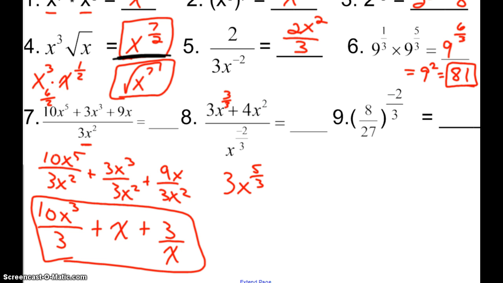Dividing the second part of the polynomial functions, if I take the x squared and the x to the negative 2/3 power and I subtract them, I can think of x squared as 6/3. So it would be 6/3 plus 2/3, which would give us 8/3. So it'd be plus 4x to the 8/3 power.